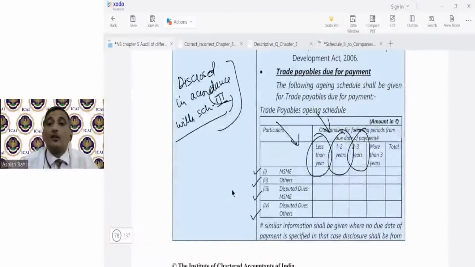Now here it is not 6 months. Here it is less than 1 year. So these finer distinctive points, students, you have to remember.